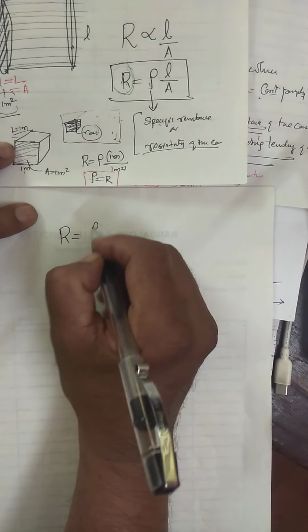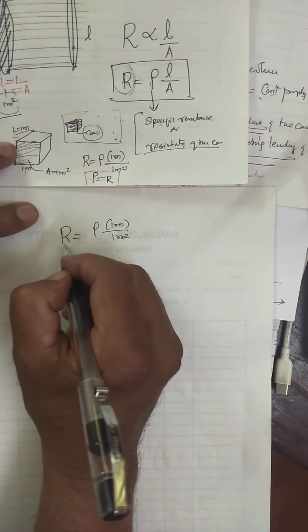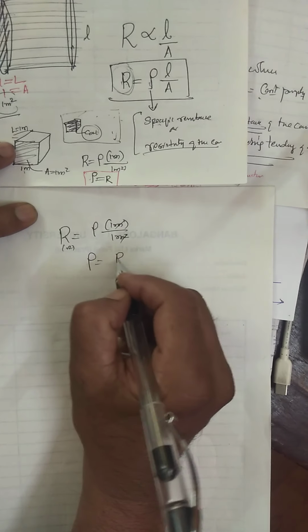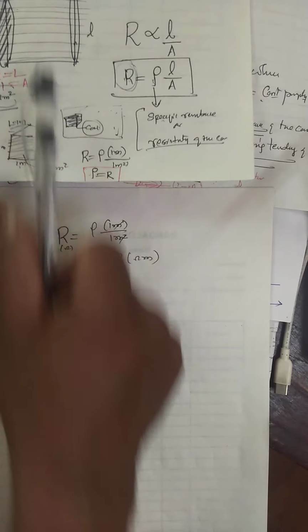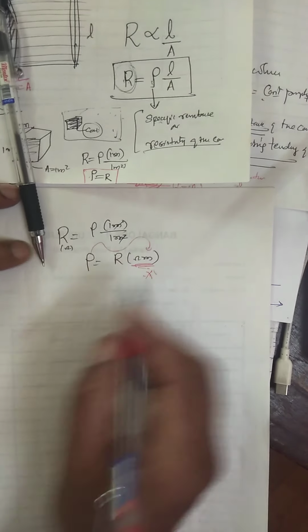R is equal to rho l by A. This is 1 meter. This is 1 meter square. This is ohm. This one will cancel, cross multiply. Rho is equal to R, ohm meter. The unit is what? Ohm meter. Specific resistance.